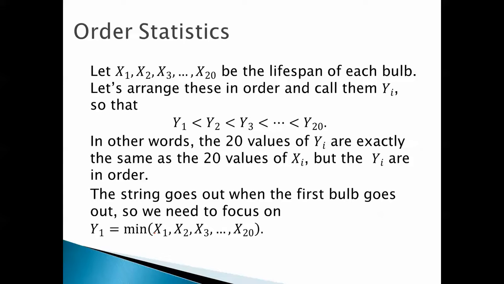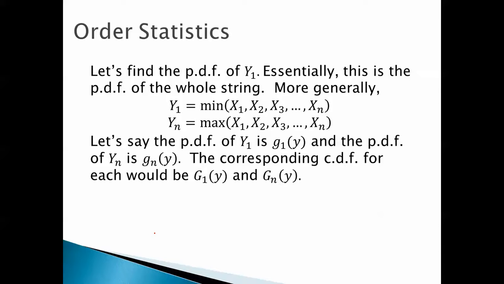The string goes out when the first bulb goes out, so we need to focus on y1, which is the minimum of the x sub i's, because we don't care when the second bulb goes out. That's irrelevant. We want to know when that first bulb goes out. Let's find the PDF of y1. Essentially, this is the PDF of the whole string, because when that first bulb goes out, it's all over.